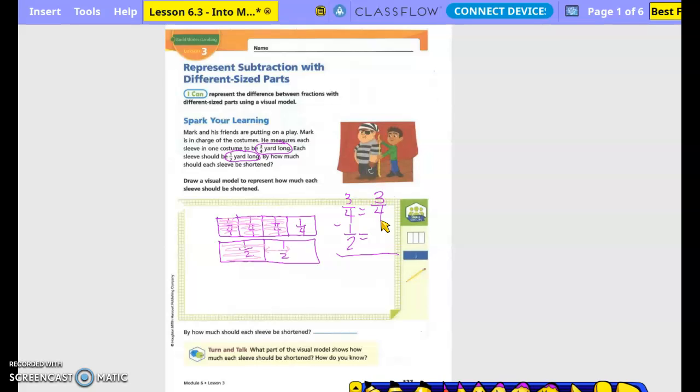Because it already has our least common denominator. Now, the next one we do have to change because it does not have a 4 in the denominator. So how do I get from 2 to 4? Times 2. What I do on the bottom, I do on the top. So this would be 2/4. So 3/4 minus 2/4 equals 1/4. So by how much should each sleeve be shortened? 1/4 of a yard.